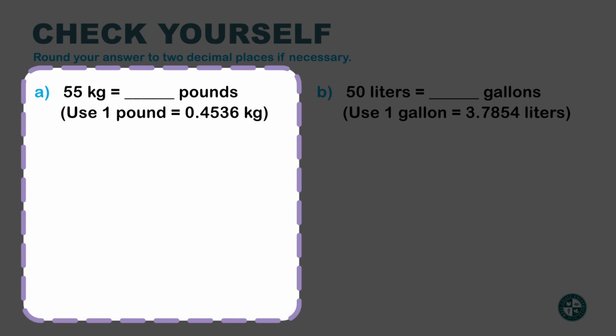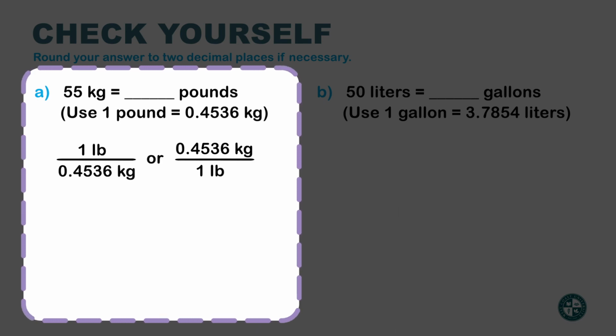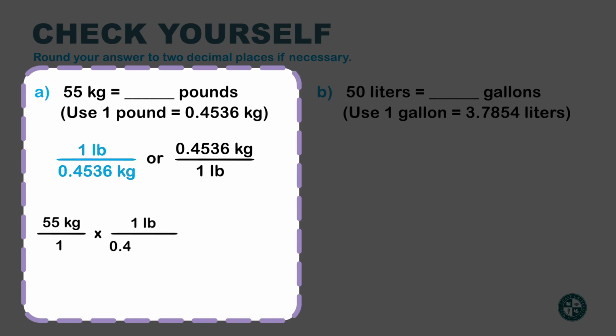So I'm going to take what I need, this conversion factor, and make my 2 unit conversion factors. Then I'm going to take what is given, 55 kilograms, and multiply by one of these 2 fractions. Which one? The one that can cancel out the word kilogram. And that will be the first one. Why? Because the kilogram on the top cancels out with the kilogram on the bottom. And you can see that the only word left is pound, which is exactly what I was asked to find.